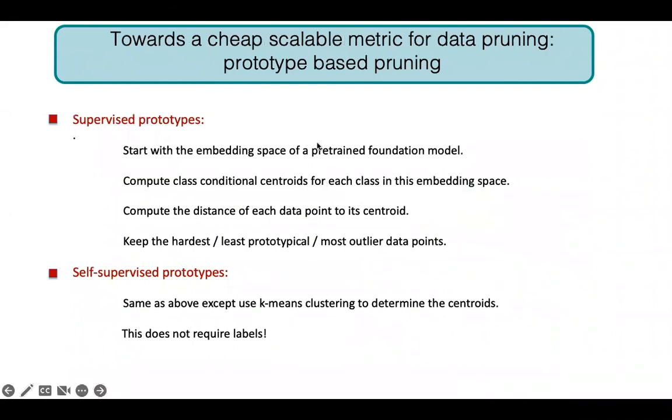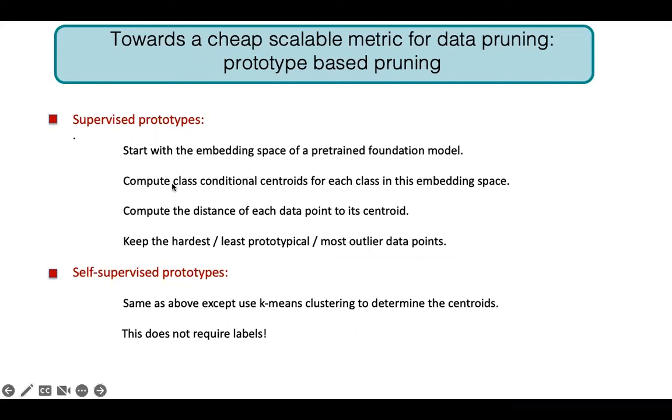So we followed this intuition that we want to train on non-redundant data. So how do we find the non-redundant data? What we can do is start with a pre-trained foundation model that gives us a nice representation space for images. And we can feed ImageNet images into that pre-trained foundation model and get their representations in the final layer of the foundation model. And we can just cluster those representations, right?